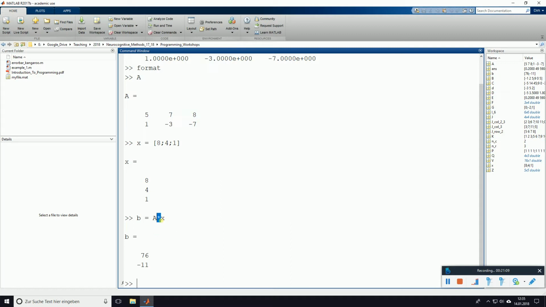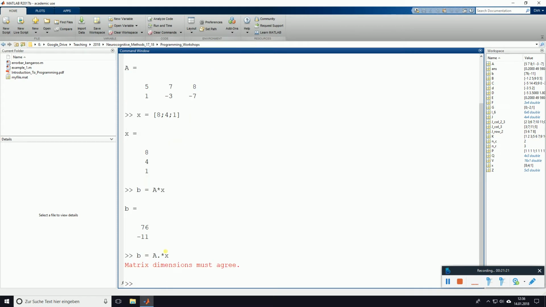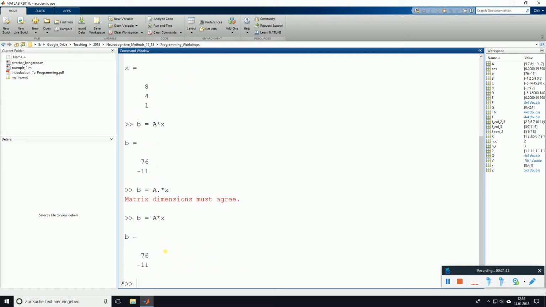And the crucial thing here is that this is now the matrix product and not an element product, because there's no dot. So with the dot, that would be an element product, which of course in the current case does not work because the matrix dimensions do not agree. But the matrix product works because for matrix multiplication this is the required thing.